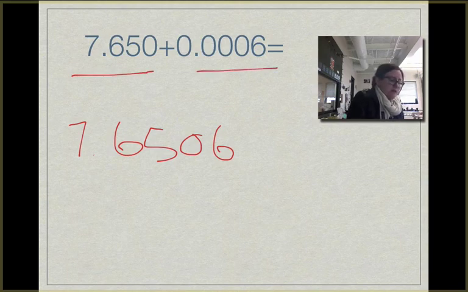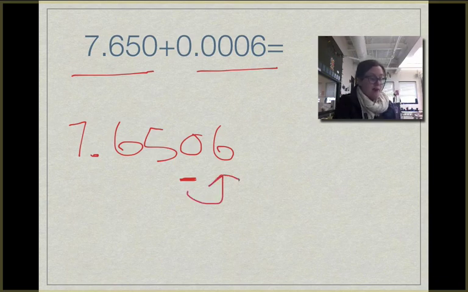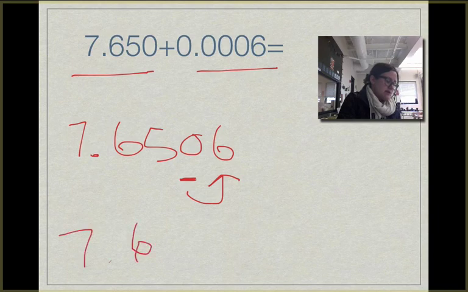Now, I know that this number had only 3 numbers after the decimal point, and this one has 4. So because 3 is smaller than 4, my answer can only have 3 numbers after the decimal point. So what I do is I look at that third number after the decimal point, because that's the number that I have to round. I look at the number next to it. That's a 6. If you see a 5 or above, you have to round up. So this number gets rounded to 7.651.